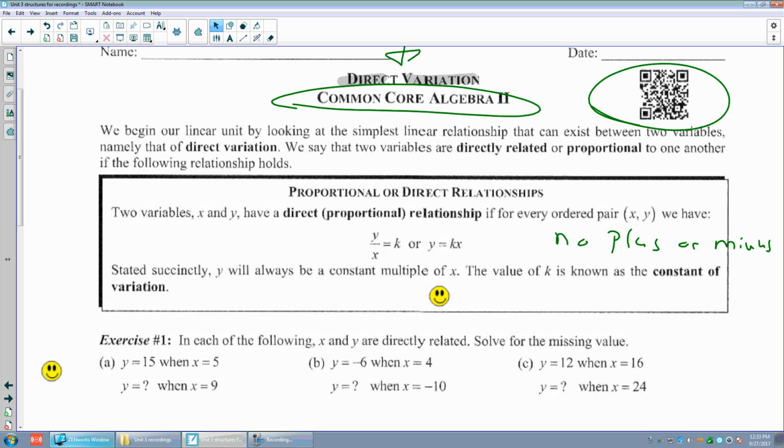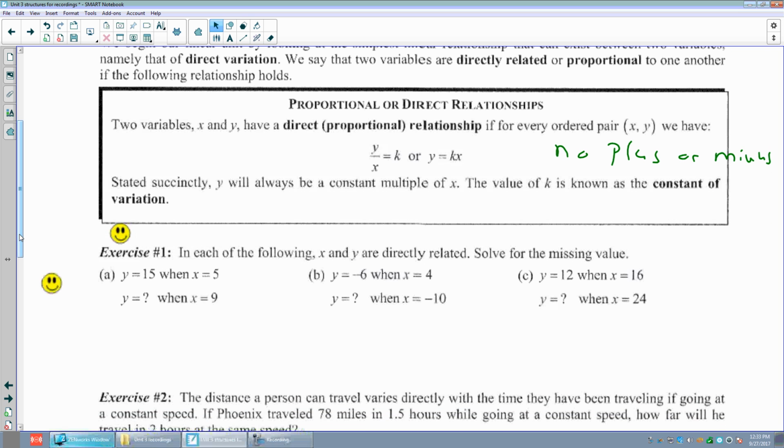Stated succinctly, y will always be a constant multiple of x. That constant multiple can be 1/2, can be 1/3, can be a quarter. K is known as the constant of variation.